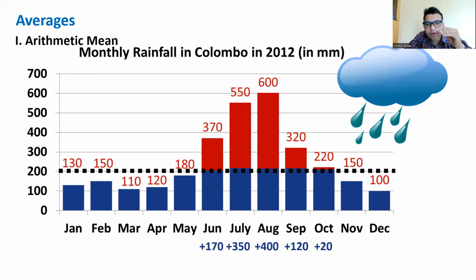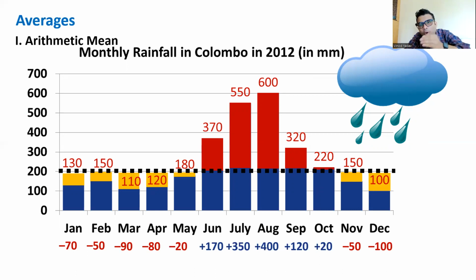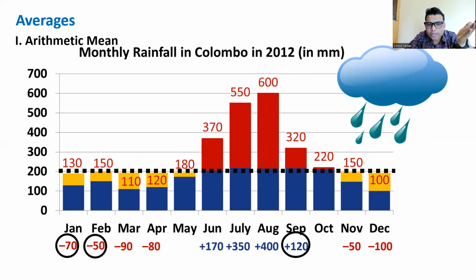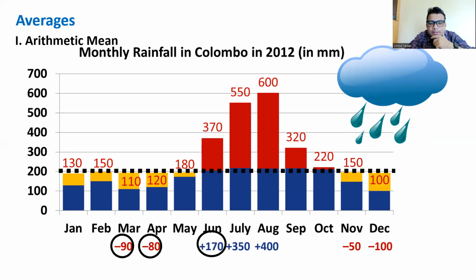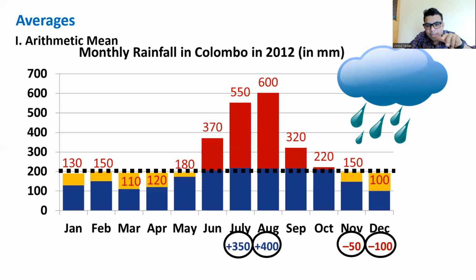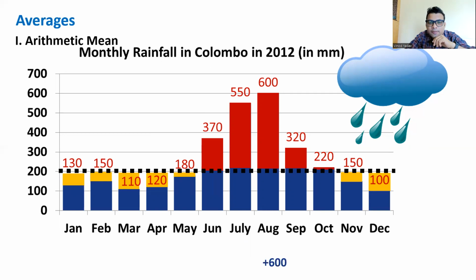So all those values 370, 550, 600, 320 were above 200. And these values are below 200, so they will have negative differences, correct? Then add all these differences. Interestingly, you will see that so many differences will get cancelled out. See, 20 got cancelled, 120 is getting cancelled, 170 getting cancelled. Then wow, finally adding all these four, we are getting 600, and there were 12 values. So 600 divided by 12, 50.